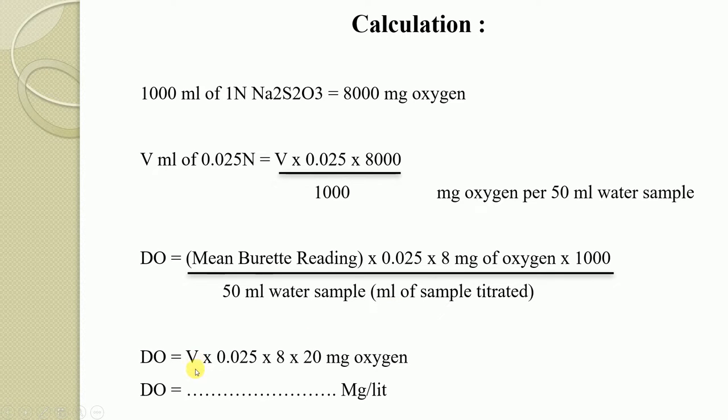The dissolved oxygen is equal to V, in the sense the volume of the sodium thiosulfate used, which is obtained from the mean burette reading, into 0.025 into 8 into 20 milligrams of oxygen. So by this formula you can calculate the amount of dissolved oxygen present in your water sample. So let's see one example.